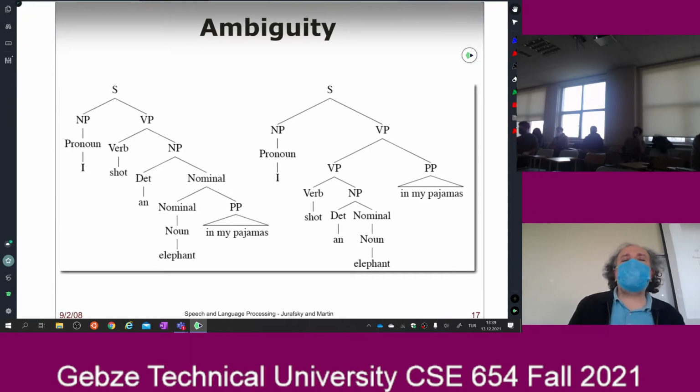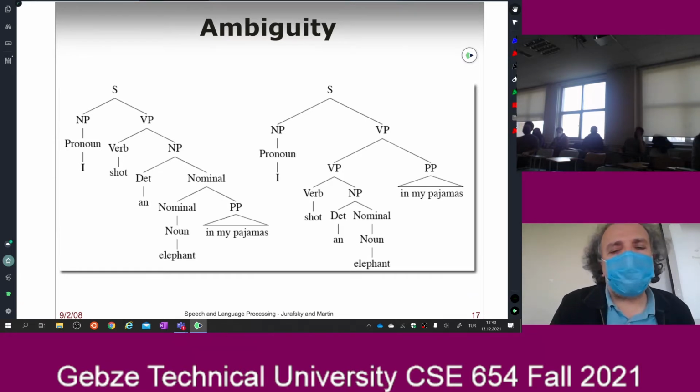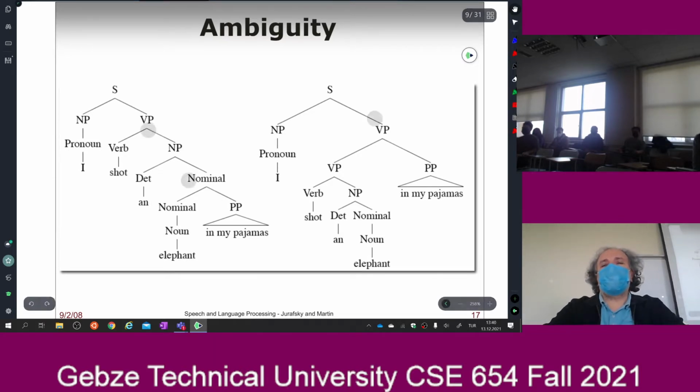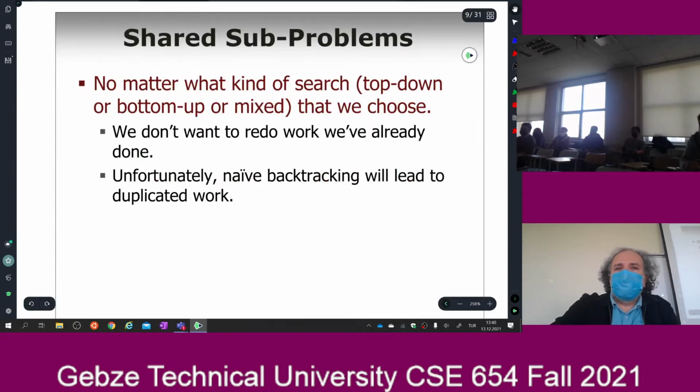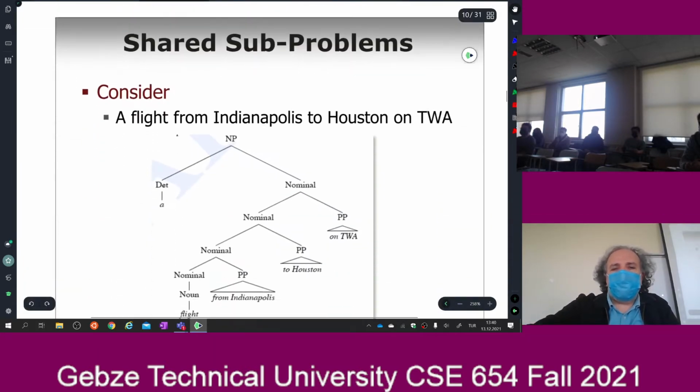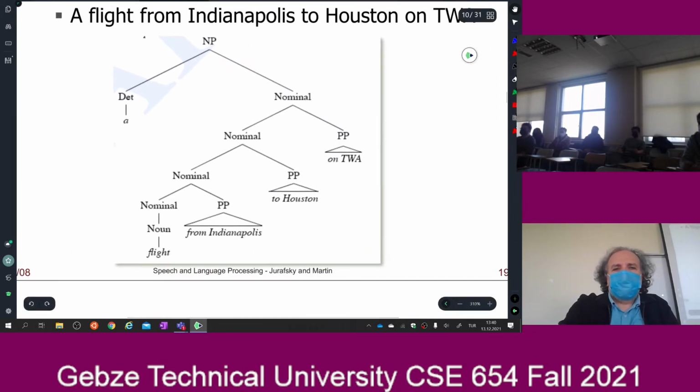Good. So, what are we going to do? When we parse this sentence, "I shot an elephant in my pajamas", we need to report both of these trees. Like we did with the morphology. Yeah, there might be more than one. We need to be both efficient and we need to report all these possible parses. Shared subproblems is the key to efficiency. So when we do this, a flight from Indianapolis to Houston on TWA, okay. So from Indianapolis to Houston could be part of the same nominal.